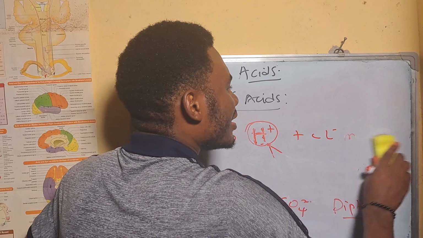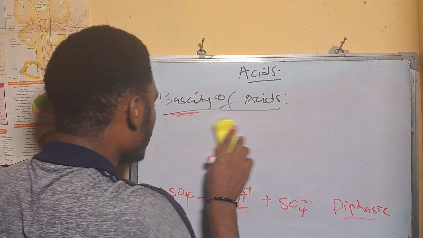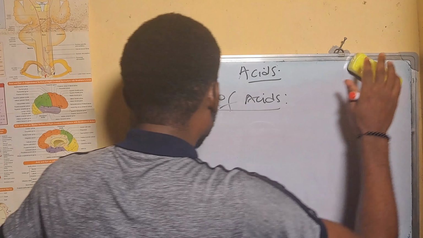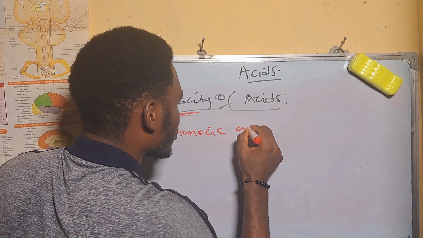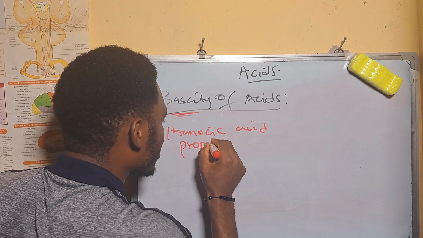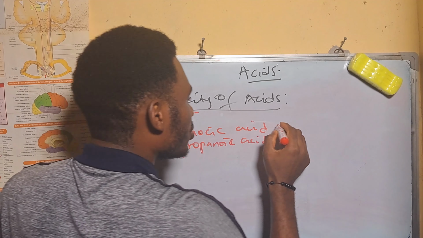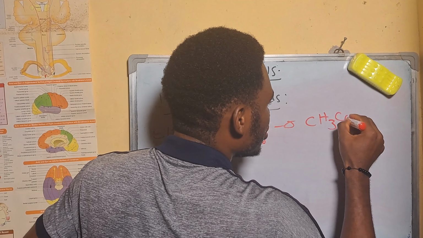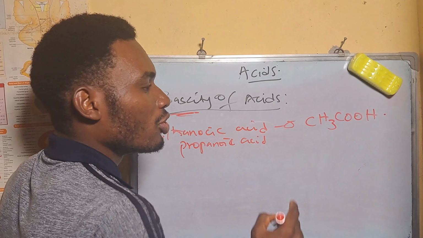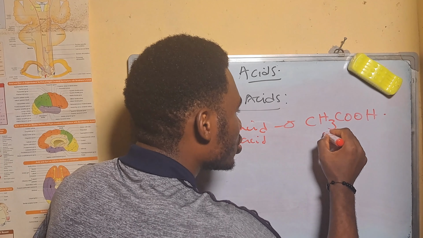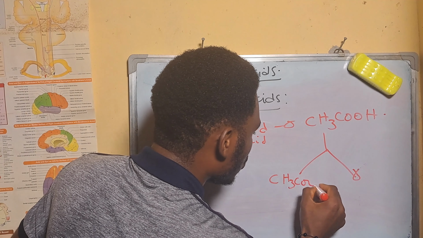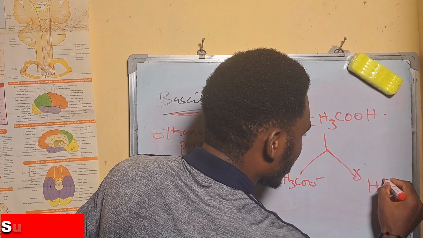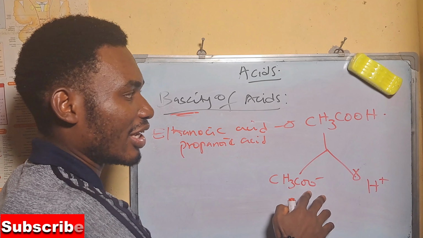Now, there's a likely exam question that tends to confuse students, and that's ethanoic acid, also called acetic acid. This acid is CH3COOH. Once it ionizes, it is going to give you CH3COO minus and hydrogen ion. So these are the ionization.